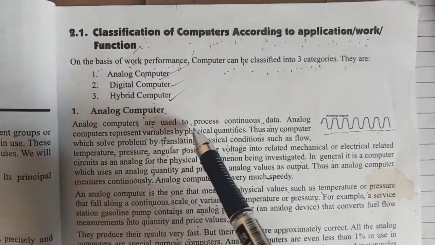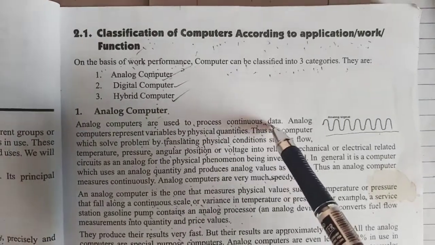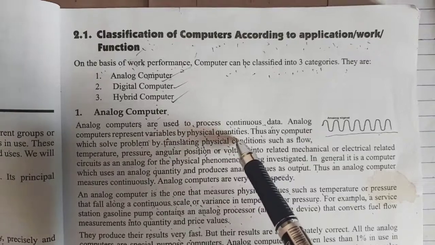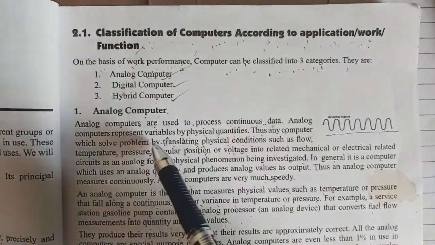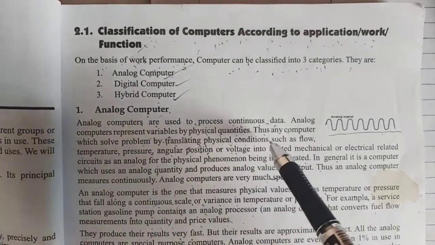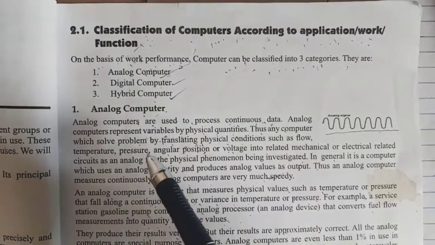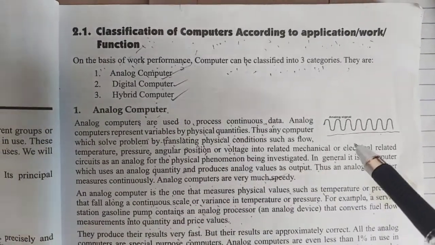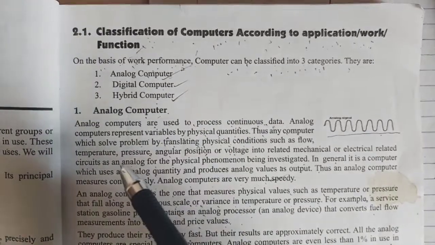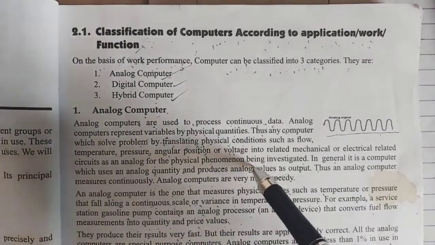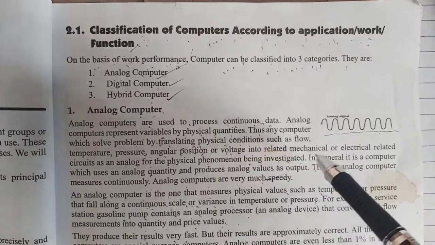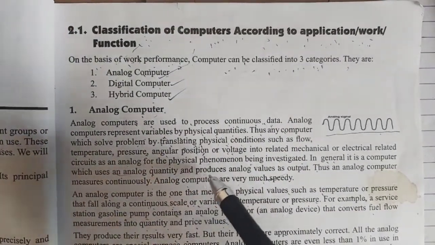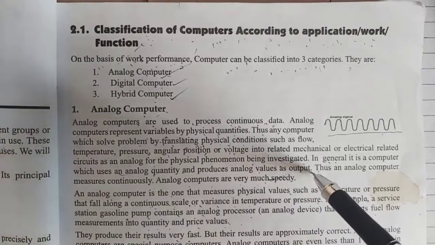Analog computers are used to process continuous data. Analog computers represent variables by physical quantities. Thus, an analog computer will solve problems by translating physical conditions such as flow, temperature, pressure, angular position, or voltage into related mechanical or electrical circuits as an analog for the physical phenomenon being investigated. In general, it is a computer which uses an analog quantity and produces analog values as output.